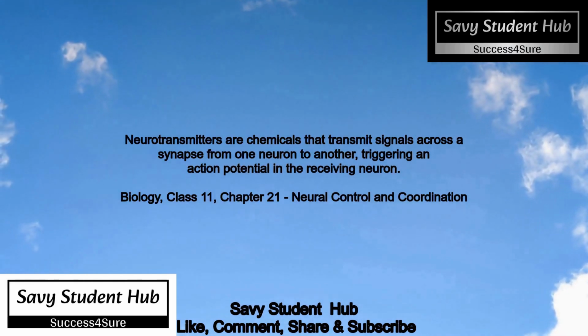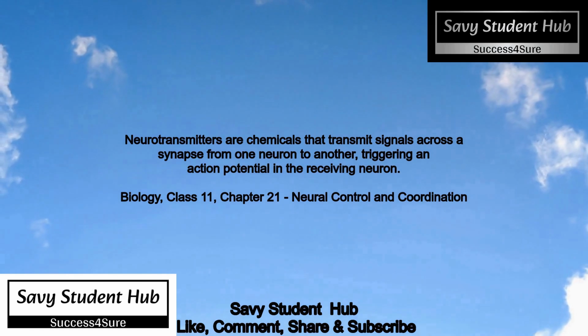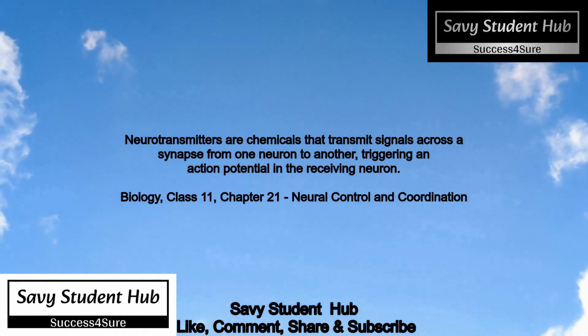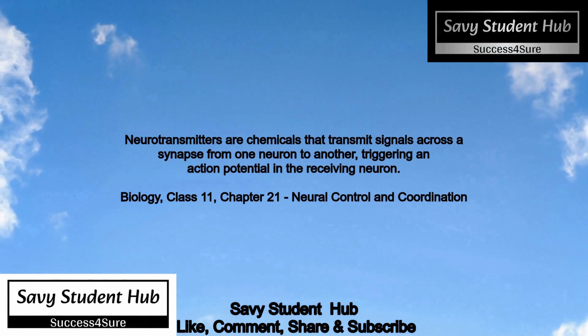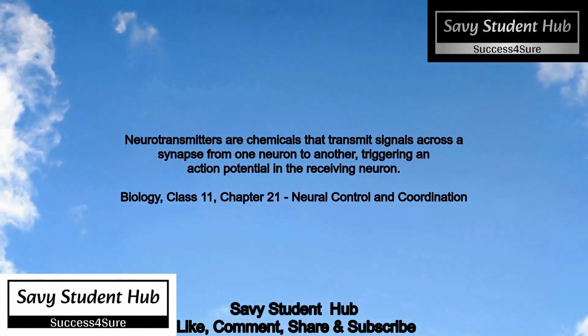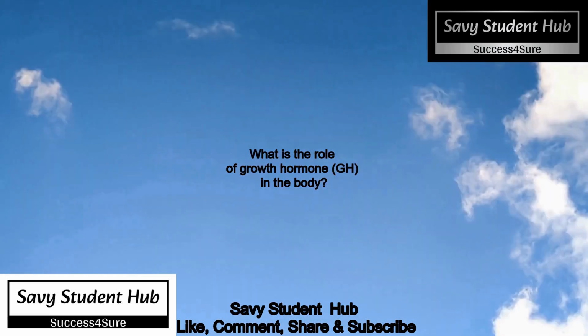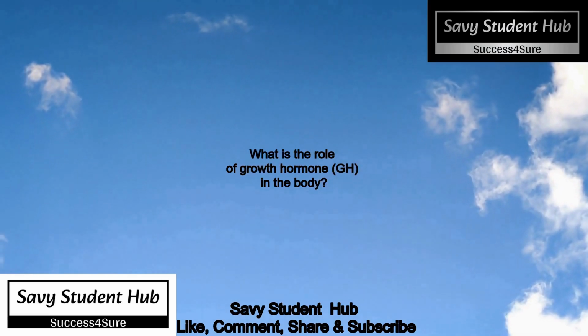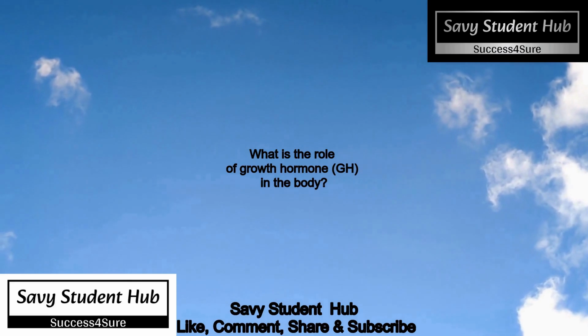Neurotransmitters are chemicals that transmit signals across a synapse from one neuron to another, triggering an action potential in the receiving neuron. What is the role of growth hormone, GH, in the body?